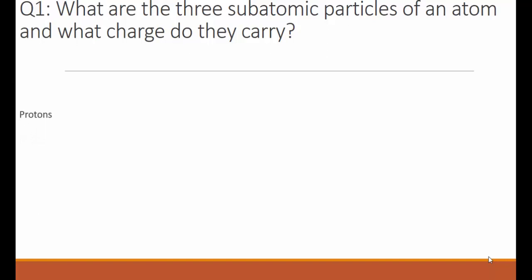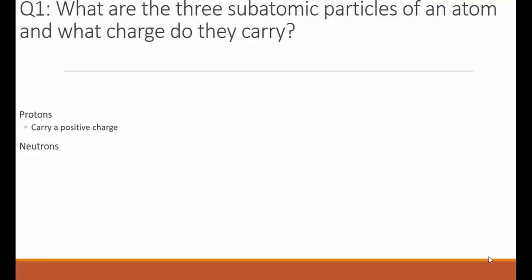The easiest one to start with is protons, and they carry a positive charge. You can think of a positive charge, protons, they both start with a P. The next one is a little trickier for students, and I'm not sure why, but when they hear the word neutron, they automatically think it carries a negative charge, but that is not true. Neutron doesn't sound like negative to me at all.